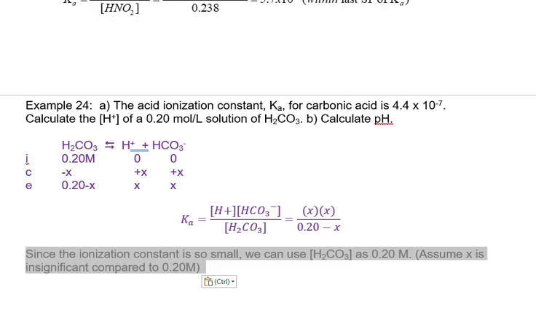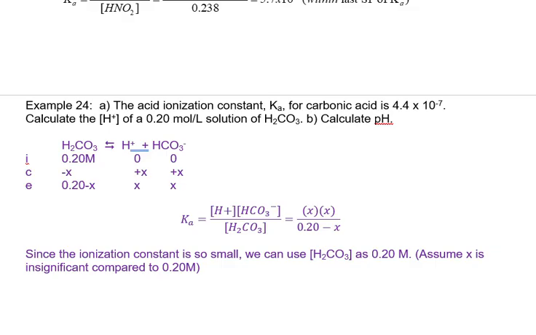Sorry, just going to change the color here to match the rest of it. So basically what we're saying with this is x is so tiny that when we subtract it from 0.2, it's not going to make any difference. So this is an assumption, which means that when we get to the end of our calculation, we are going to have to check our assumption.